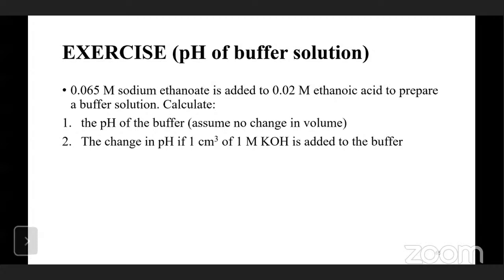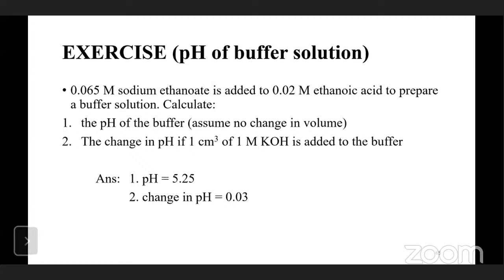You were also asked to calculate the change in pH if 1 cm cubed of 1 molar KOH is added to the buffer. It can also be either KOH or NaOH, depending on what you are adding to the solution. It may not just be a base. You may as well add an acid to the buffer solution. And what will be the effect of the small quantity of acid or base you introduce into the buffer solution? So let us look at the remaining part of that last class.